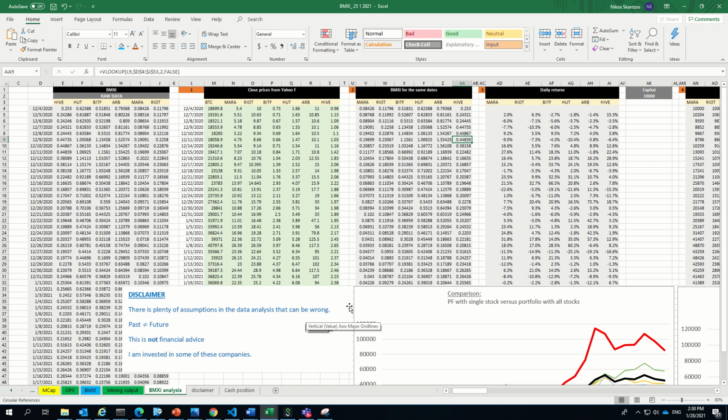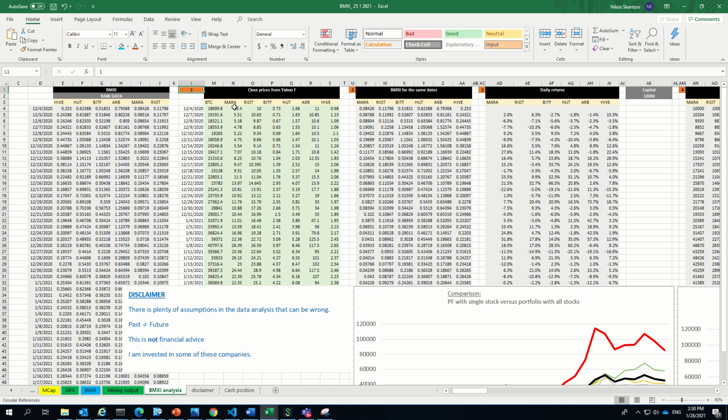A small disclaimer first of all from my side: there are plenty of assumptions in the data analysis that can be wrong, most important of which is that the data looks into the past, and by that we can often assume that the same thing will happen in the future, and this is often far from true. Therefore, what follows should not be taken as financial advice, but nevertheless, personally, I am invested in some of these companies. So the thing I've done here is I tried to backtest BMXI and make some quick sanity checks.